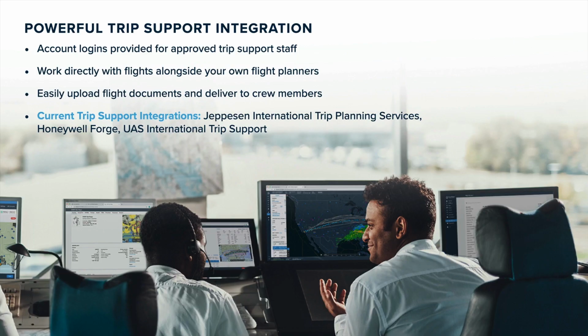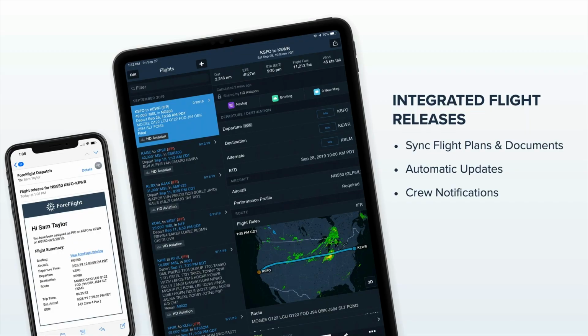Next up, we also have a very powerful trip support integration, currently with Jeppesen ITPS, Honeywell Forge, and UAS International Trip Support. What this does is allow authorized trip support personnel to access your dispatch instance just as if they were part of your account. So in addition to the scheduling integration, this is another really fantastic way to get support from third-party vendors when using dispatch.